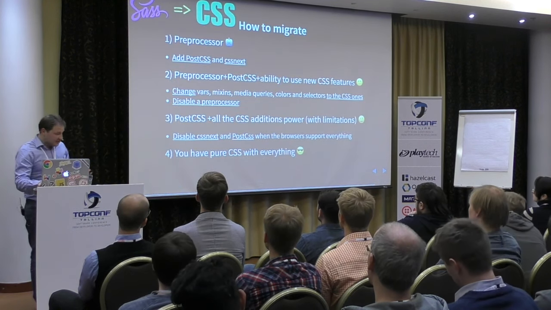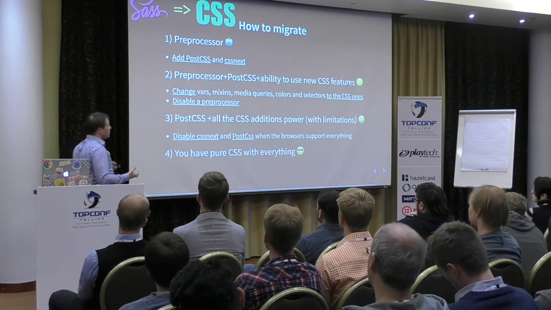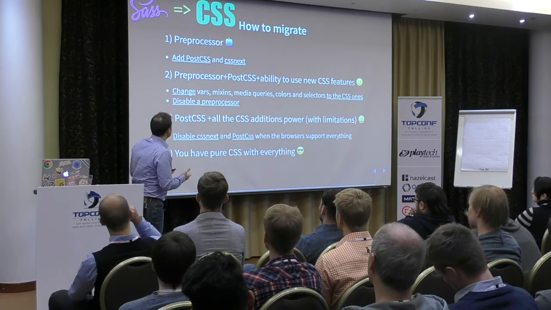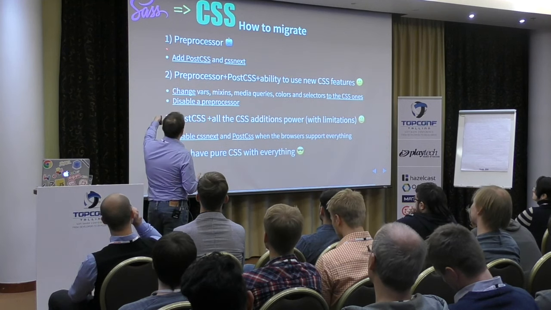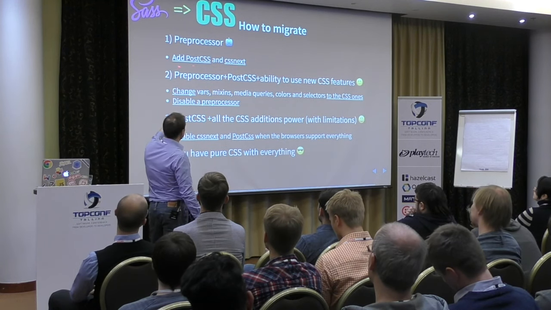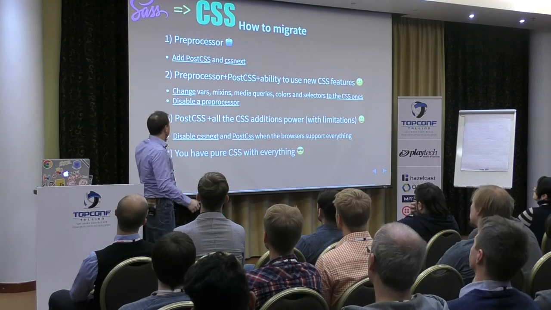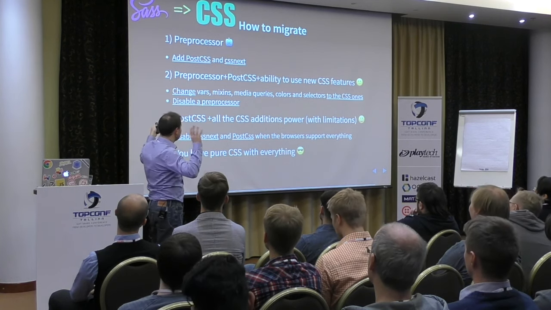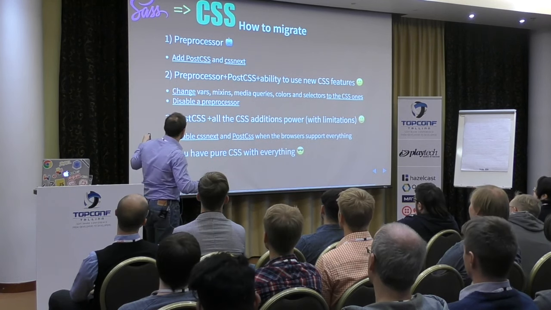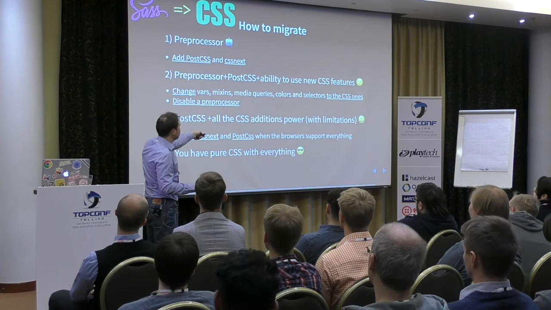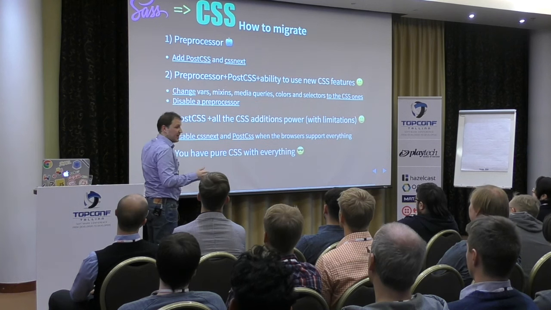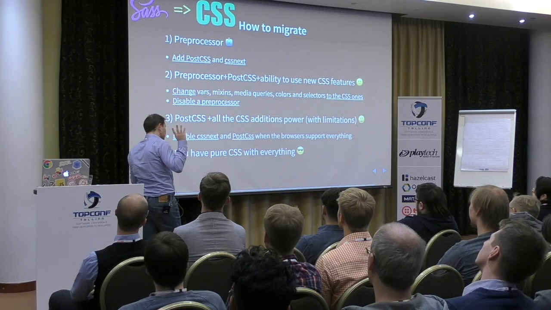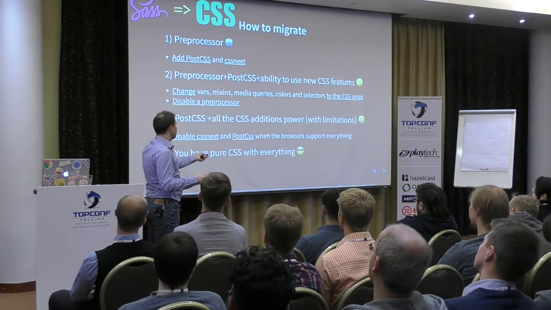And actually, we want not just to use the plugin. We want to migrate as soon as something is available in the browsers which we support. So let's take a look at the approach we can follow. You have a preprocessor these days. You add in PostCSS Next. After that, you can use everything we talked about today, all these new features, in plain CSS: variables, anything. So you change variables, mixins, media queries to CSS ones. After that, you can consider disabling the preprocessor if you want. You have PostCSS with all the CSS additions inside.